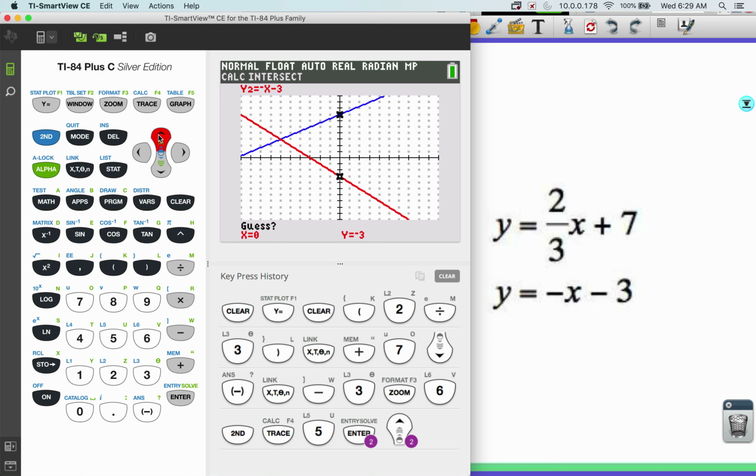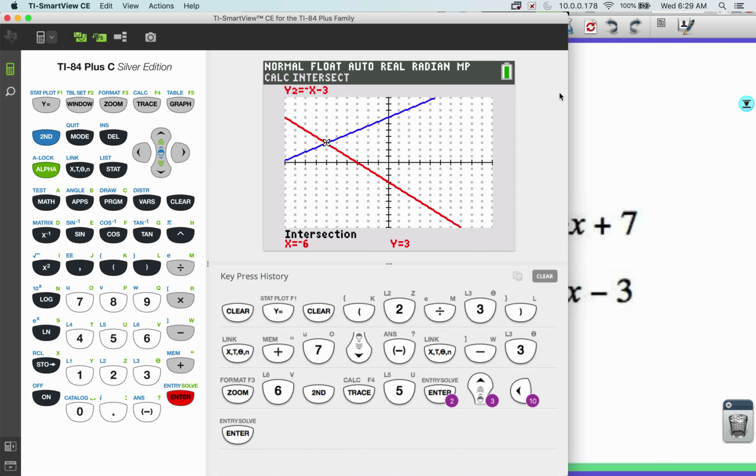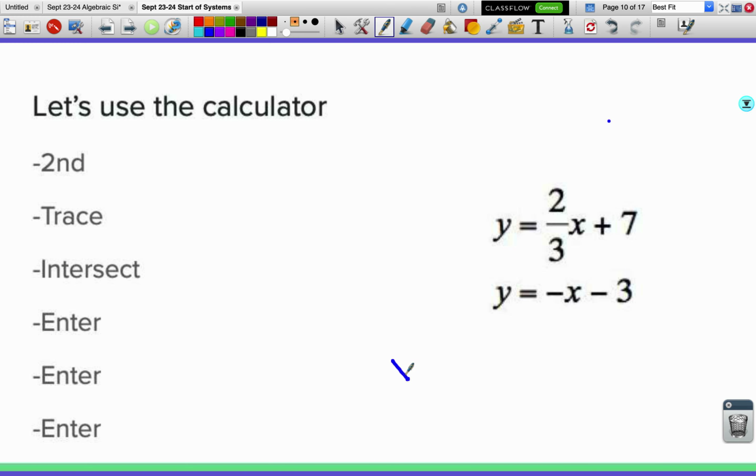And then it says take a guess. This isn't super necessary. I can move my cursor over closer to this intersection point. But the guess only matters really if there are 2 intersection points, because it'll give you the one closer to your guess. And there it's calculated for us. X equals -6, y equals 3. So x equals -6, y equals 3.